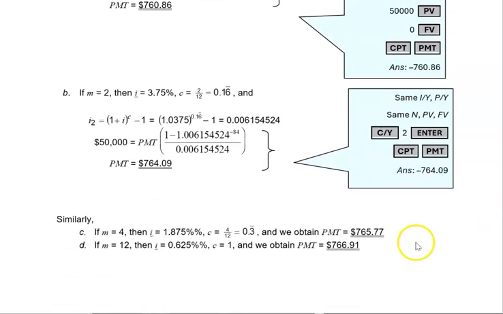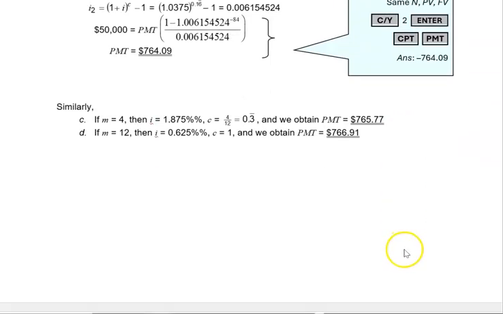And then for C, we get a payment of $765.77. And for D, if it's being compounded monthly, we get a payment of $766.91. Let me know if you have any questions about those.